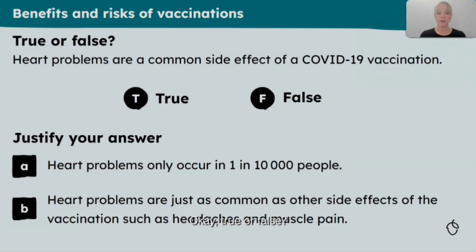Okay, true or false? Heart problems are common side effects of a COVID-19 vaccination. Is that true or false? Justify your answer. A, heart problems only occur in 1 in 10,000 people. Or B, heart problems are just as common as other side effects of the vaccination, such as headaches and muscle pain. I'll give you a moment to think about it, but if you need more time, please pause the video. Okay, did you get false? And of course that is because heart problems only occur in 1 in 10,000 people. So it's very, very uncommon.